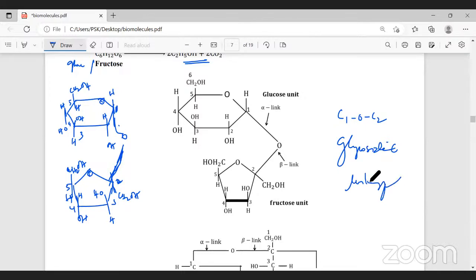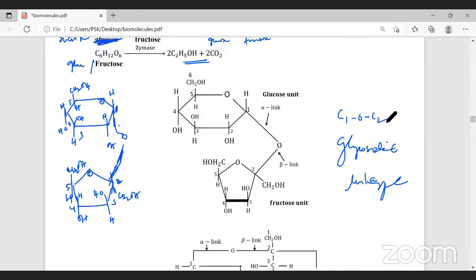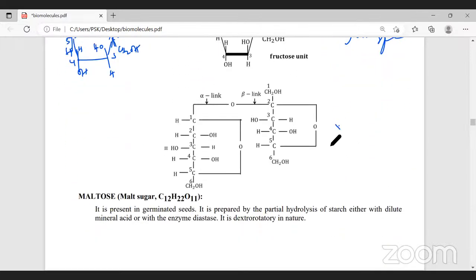A glycosidic linkage is a bond between carbon and carbon through oxygen of different monosaccharide units, not between the same monosaccharide. Carbon 1 and carbon 5 of the same unit is not called a glycosidic linkage. When the carbon of one monosaccharide unit and the carbon of the second monosaccharide unit are bonded through oxygen, we call that bonding a glycosidic linkage. In sucrose, the glycosidic linkage is between the first carbon atom of the glucose unit and the second carbon atom of the fructose unit. This is the Haworth structure of sucrose. You should remember the ring structure, they will not ask.